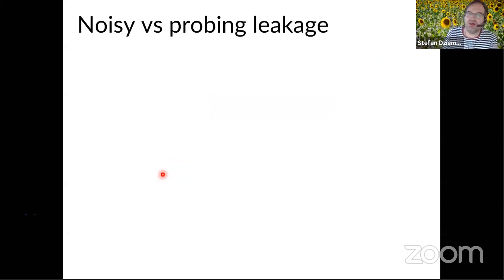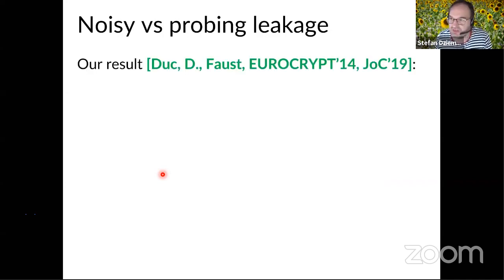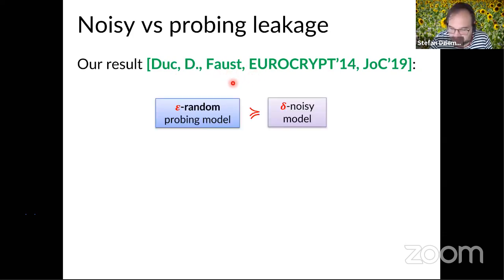Let's now go back to noisy leakage versus probing leakage. Our result that I mentioned before with Sebastian and Alexandre can be summarized as follows. We show that the epsilon random probing model is at least as strong as the delta noisy model.